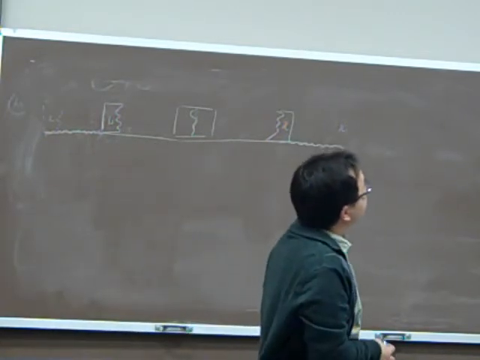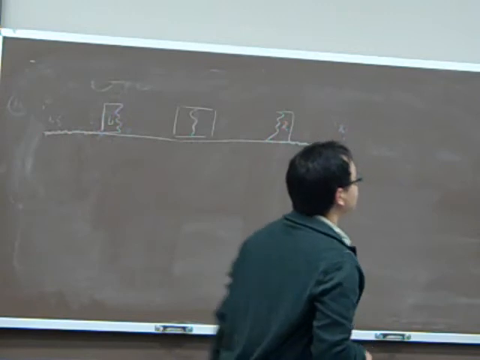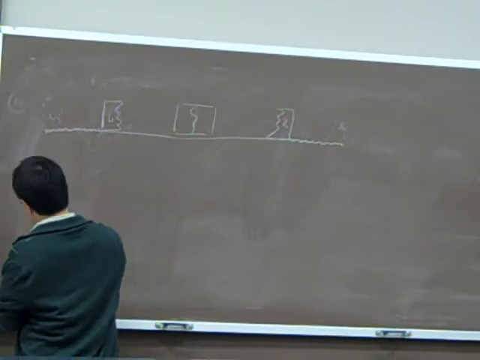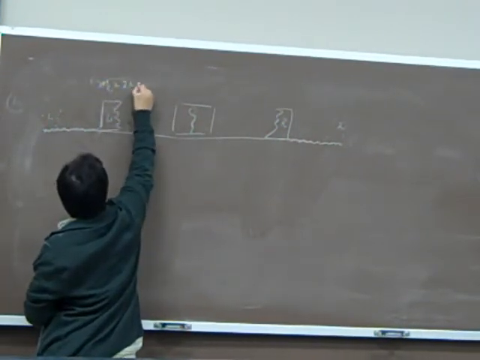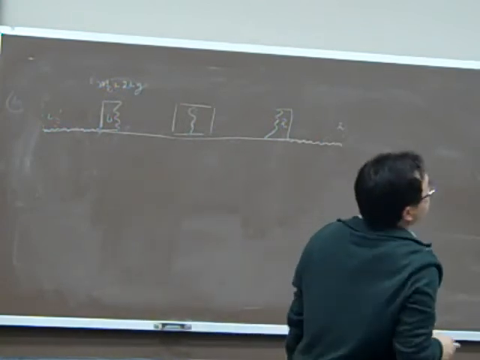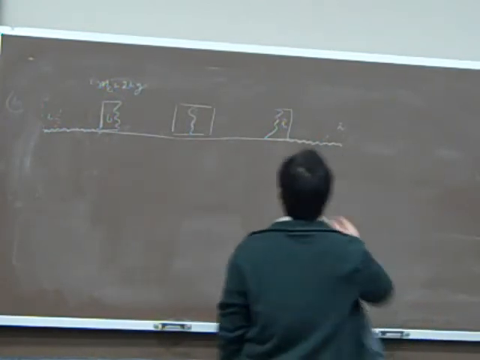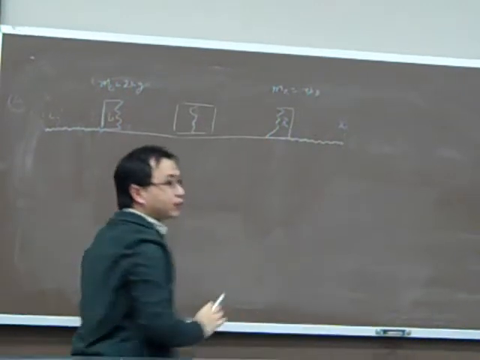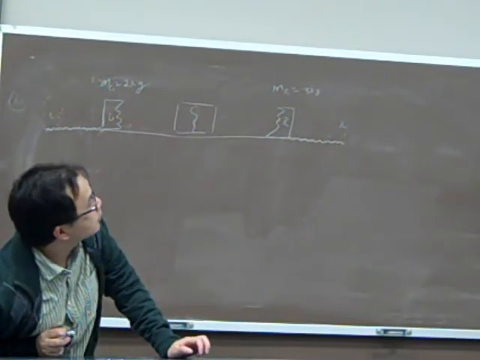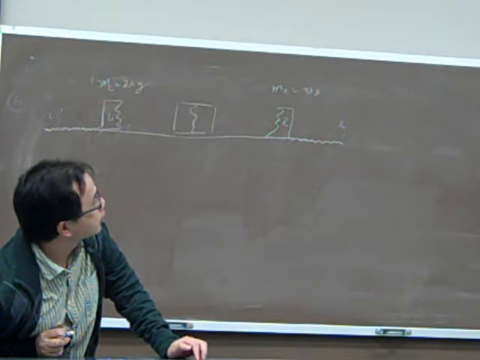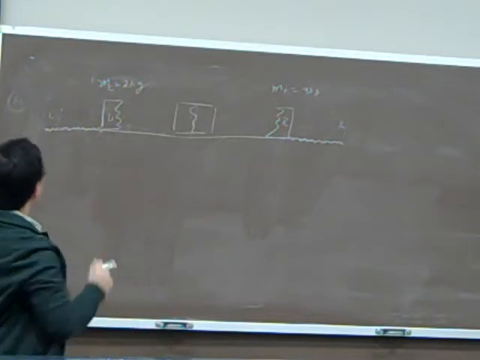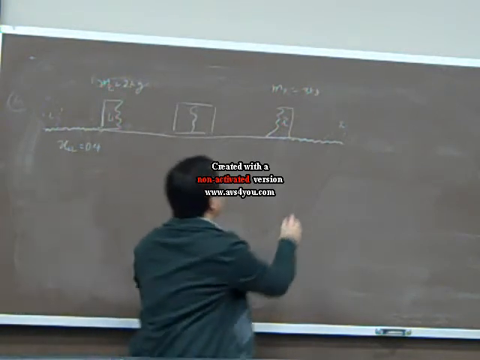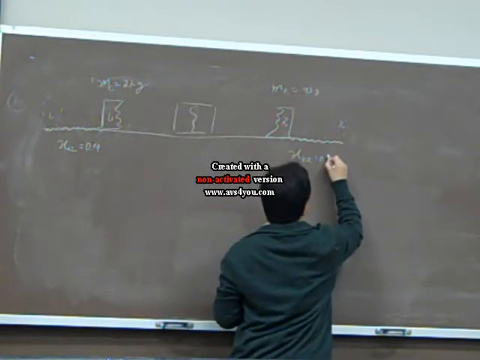What we know is that the left piece mass is 2 kilograms, so ML equals 2 kilograms. And the right piece? 3. MR equals 3 kilograms. And the two different frictional surfaces have different coefficients of kinetic friction. So mu kL equals 0.4, and here mu kR equals 0.5.